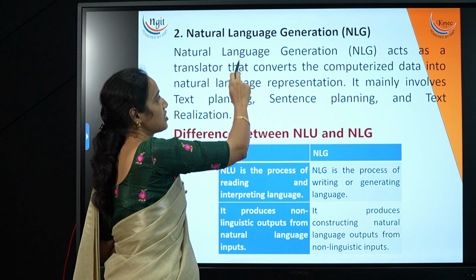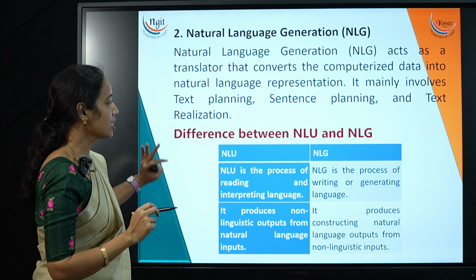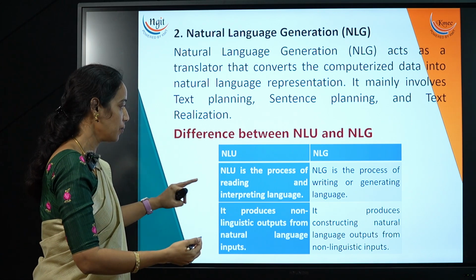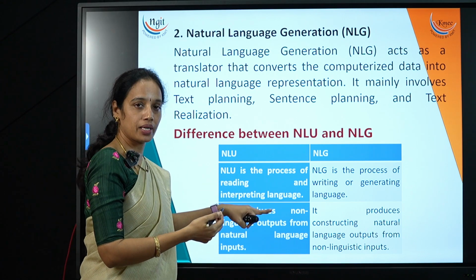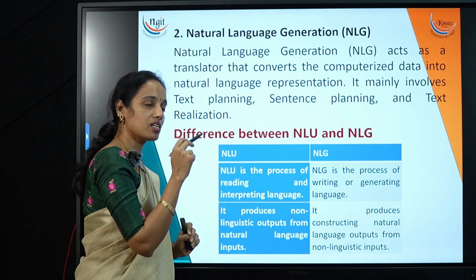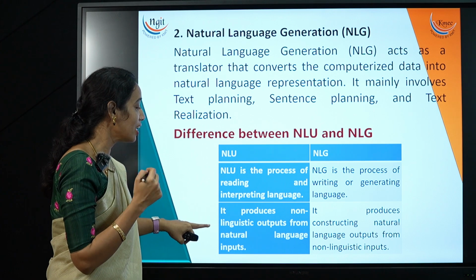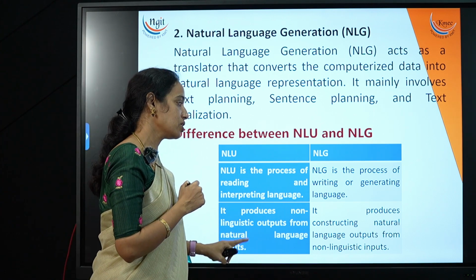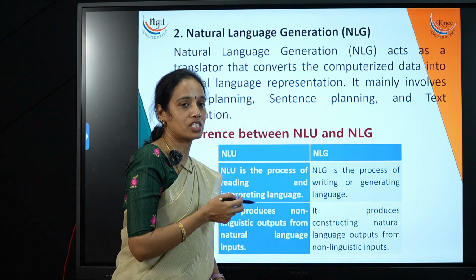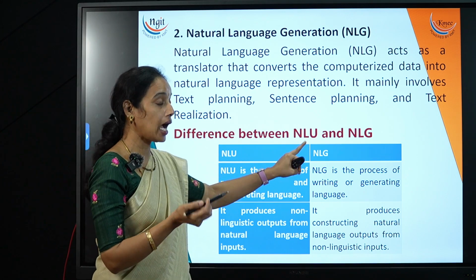So for these applications, generally we are going to use natural language generation. The difference between NLU and NLG, which are components of NLP, is that natural language understanding is the process of reading and interpreting language, whereas NLG is the process of writing or generating language. Another difference is that NLU produces non-linguistic outputs from natural language inputs, whereas NLG constructs natural language outputs from non-linguistic inputs. That is the other difference between understanding and generating.